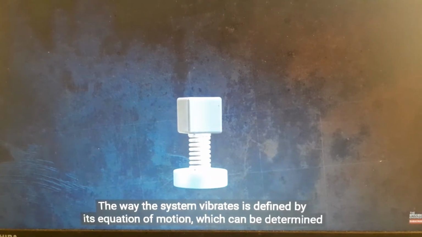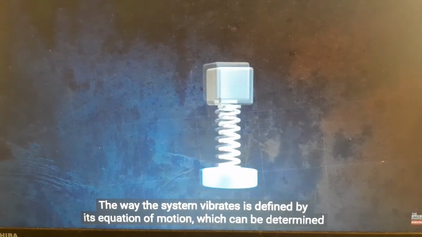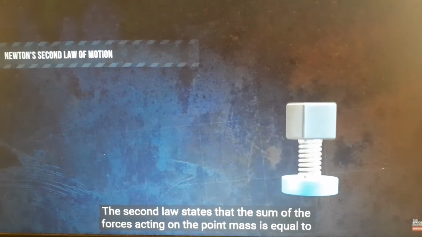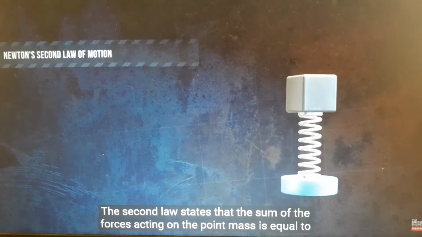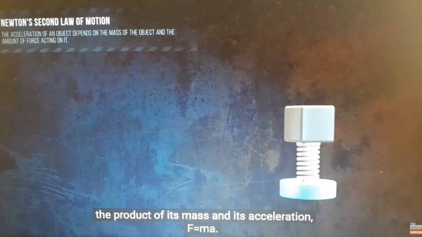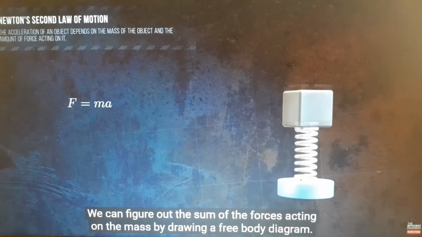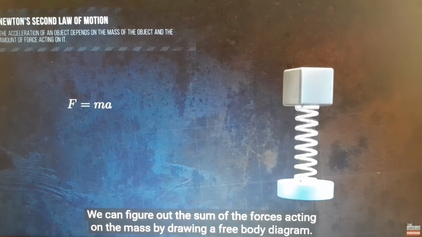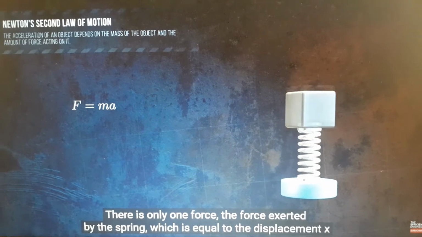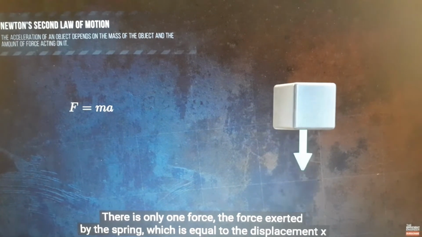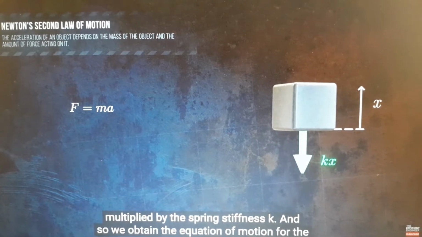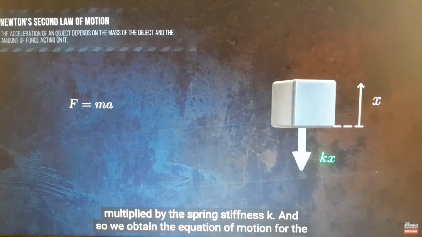The way the system vibrates is defined by its equation of motion, which can be determined by applying Newton's second law. The second law states that the sum of the forces acting on the point mass is equal to the product of its mass and its acceleration, F equals ma. We can figure out the sum of the forces acting on the mass by drawing a free body diagram. There is only one force, the force exerted by the spring, which is equal to the displacement x multiplied by the spring stiffness, k. And so, we obtain the equation of motion for the system.